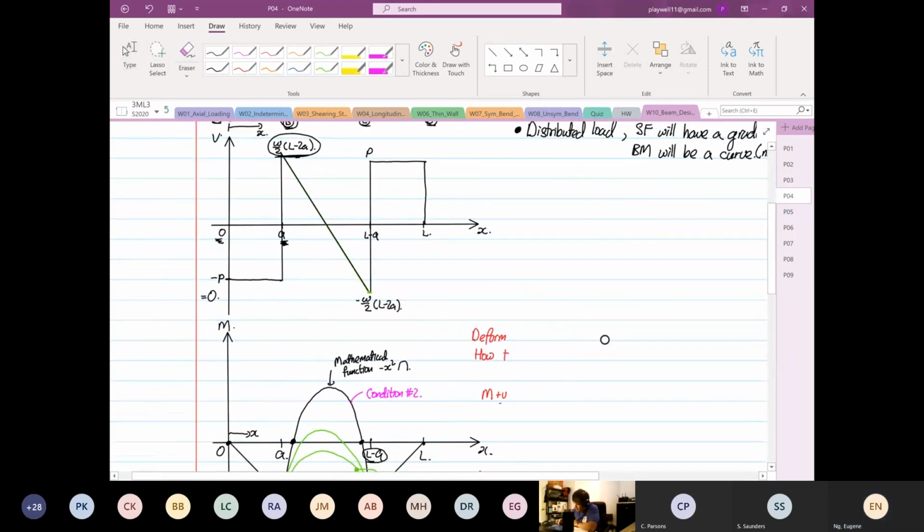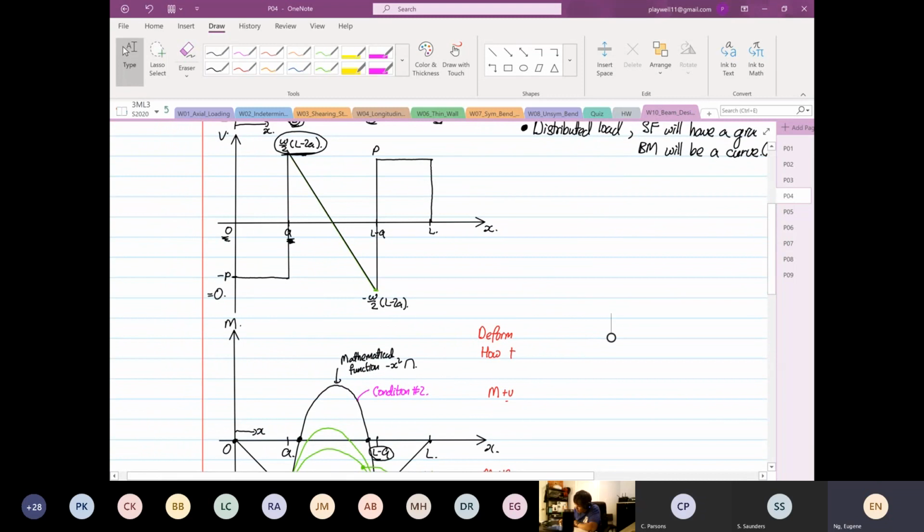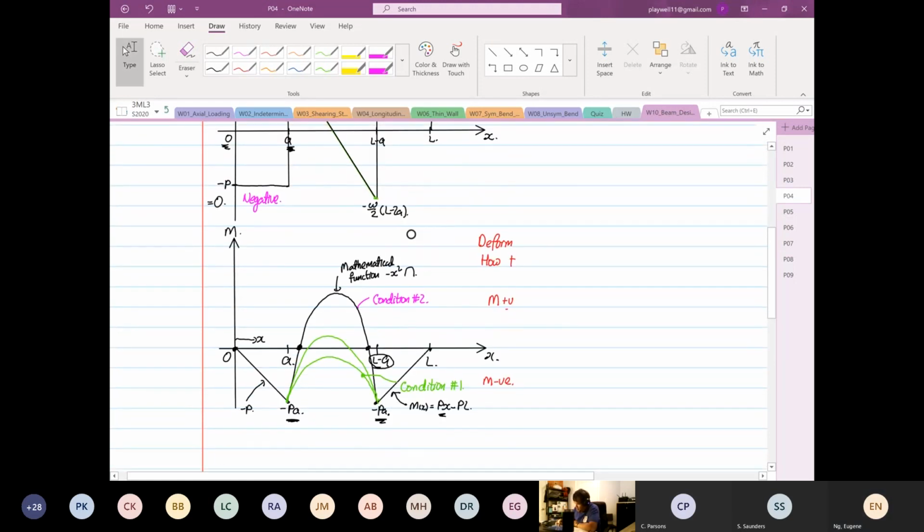I want you to focus from 0 to A. From 0 to A, the magnitude is what? Negative, yes or no? From 0 to A, the slope is what? Negative. Well done. Now let's look at the other plane.